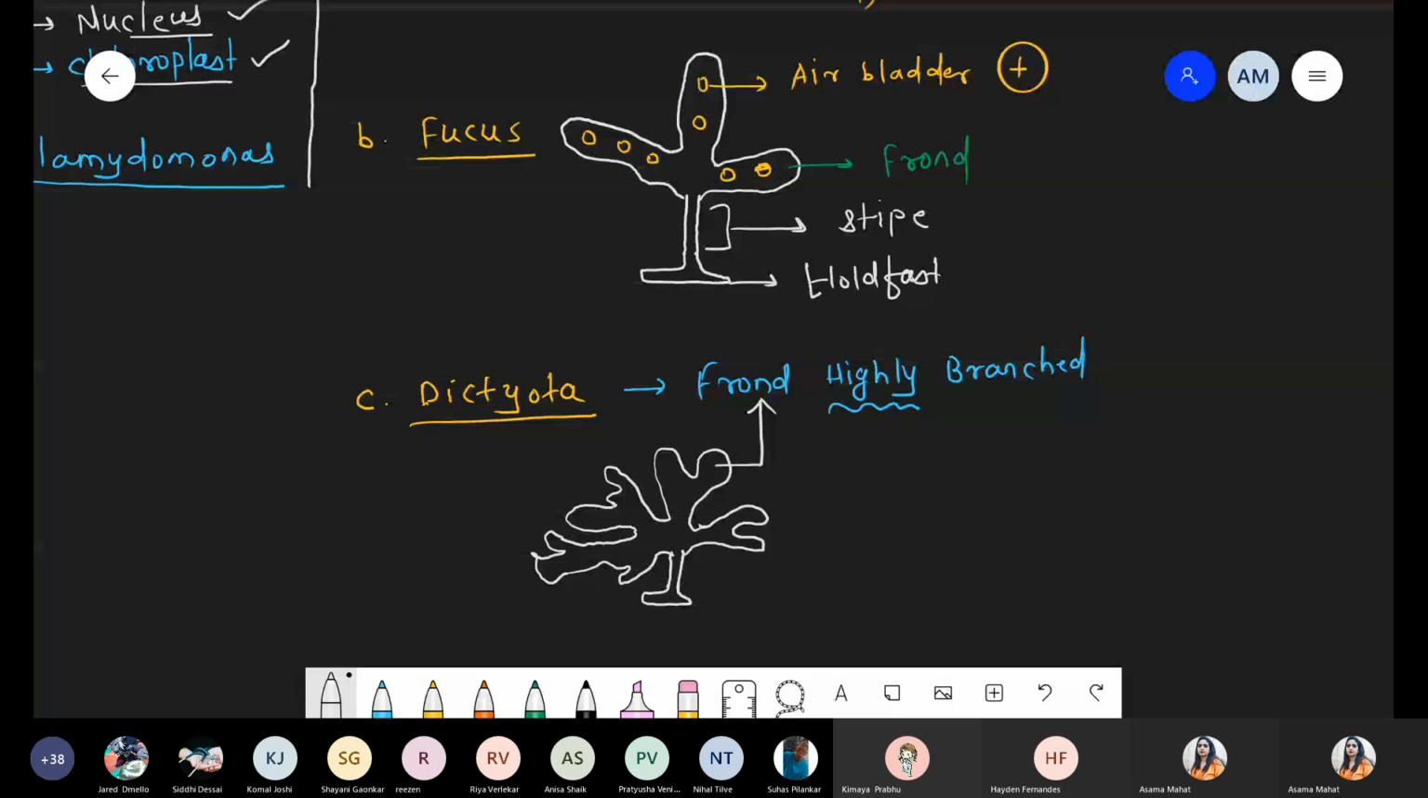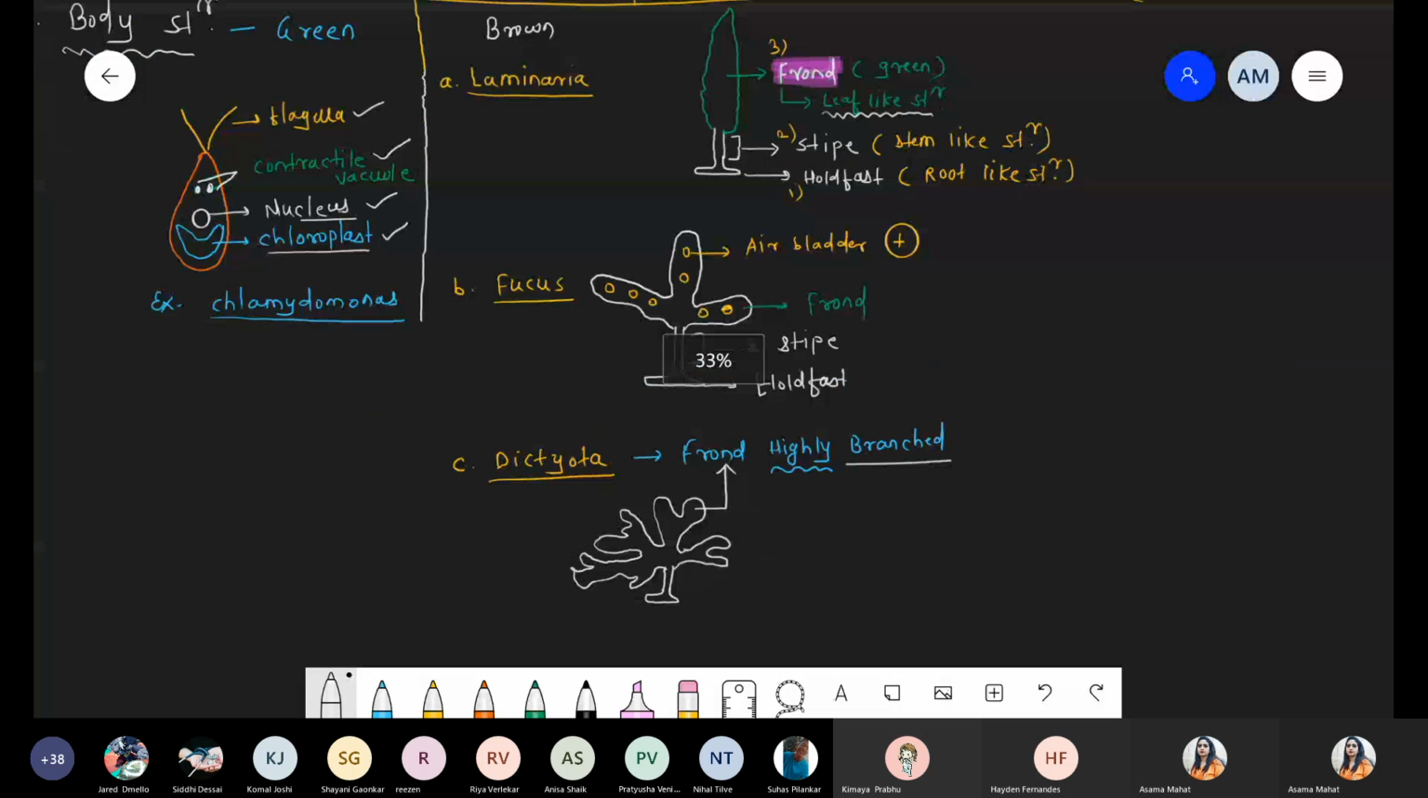Very simple structure. There is no question on what is the function of that frond, or what is the function of that holdfast. No, there is no question. But again, I'm telling you, photo memory. Just check the name, Laminaria, and just check the images. And whatever the diagram is given, you have to stick only to NCERT.